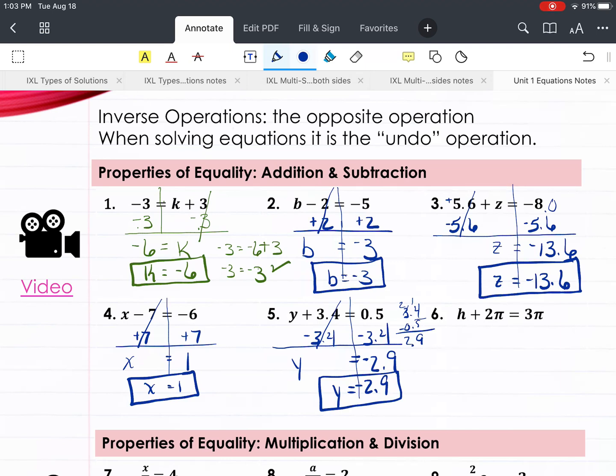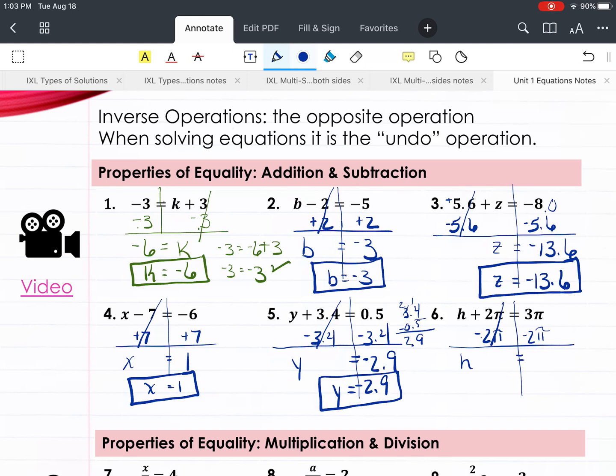How do I undo addition? Subtraction. So I'm going to subtract 2 pi. This is an equation, so I have to stay in balance. What I do to one side, I must do to the other to move it. H is going to drop. 2 pi and negative 2 pi, those are going to cancel. We move them as mathematicians.